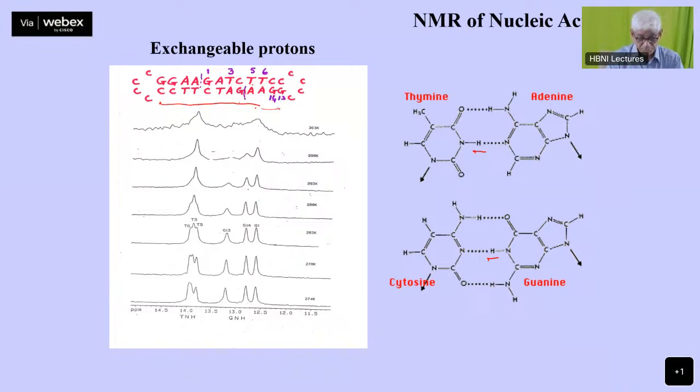So if you look at the 274 degrees, you can count the six peaks here, 1, 2, 3, 4, 5, 6. There are 6, which clearly tells you that I am forming a structure of this type at this low temperature, symmetrical. Okay, so the iminoprotons provide you first-hand information about the nature of the duplex that is getting formed.